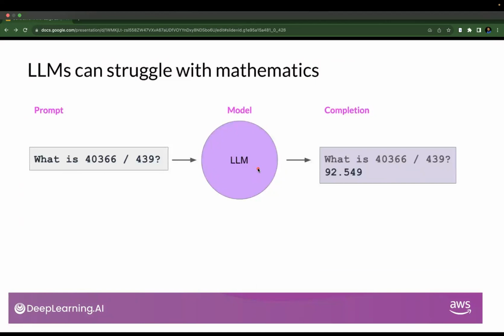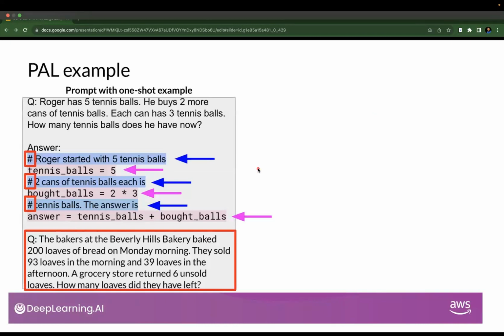Now we saw that LLMs are also prone to give you an incorrect response if it involves mathematics. So why not offload the mathematical computation part to a system which is better suited to do that? For example, why not do this mathematics inside a Python interpreter? Because a Python interpreter can do more accurate mathematics than an LLM. And this is the idea behind program aided language models. The idea of program aided language models is to generate Python code which can run inside a Python interpreter.